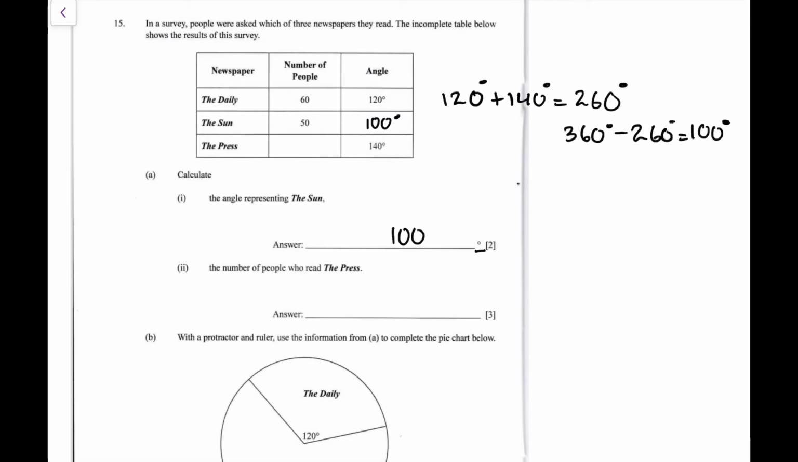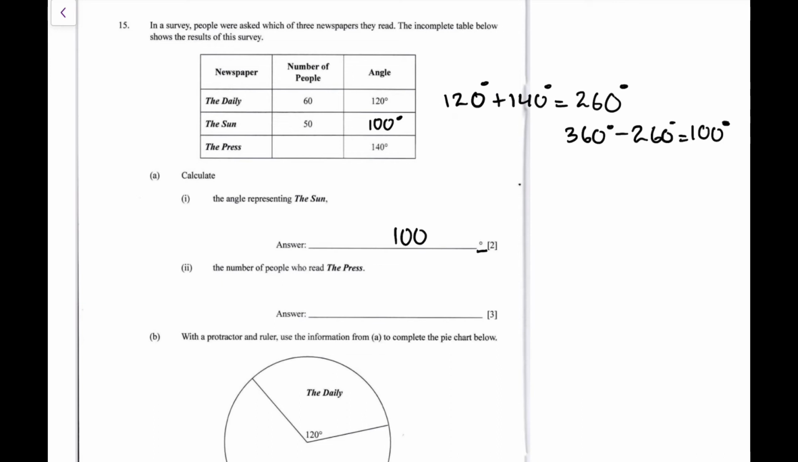And then for the Press, we need to find the number of people who read the Press. So I'm going to do a little bit of a ratio kind of setup where for the Daily we have 60, and that's going to be over 120, and we'll multiply that by the angle for the Press, which is 140, but we don't know the number of people for the Press, so I'll just make that equal to x.